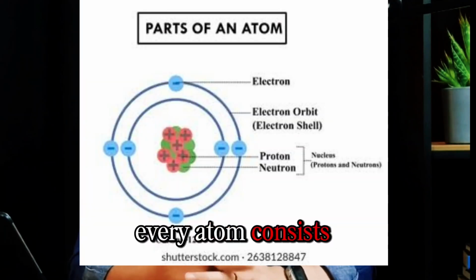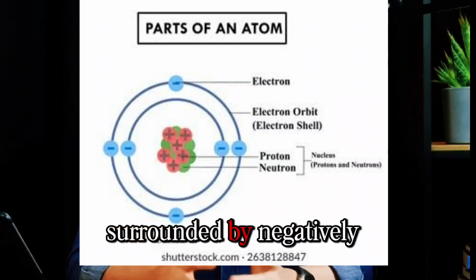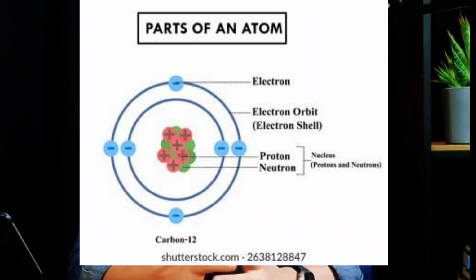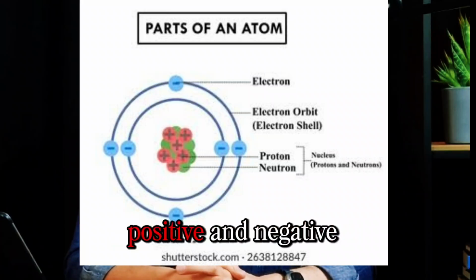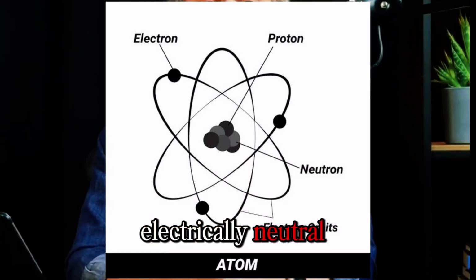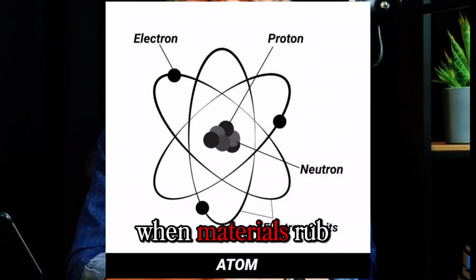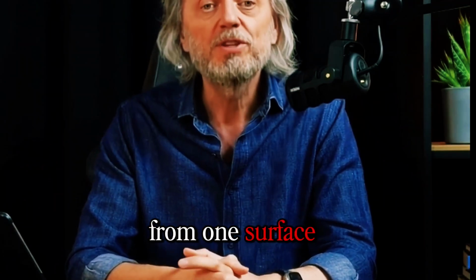Every atom consists of a positively charged nucleus made of protons and neutrons, surrounded by negatively charged electrons. Under normal conditions, the number of positive and negative charges is balanced, and matter remains electrically neutral. However, this balance can be disturbed. When materials rub against each other or collide, electrons can be transferred from one surface to another.